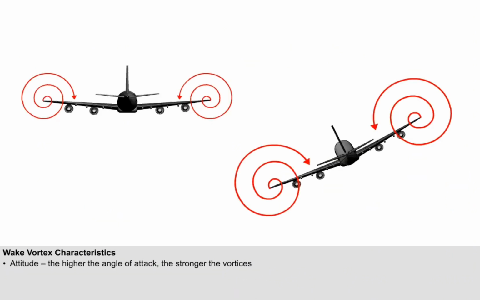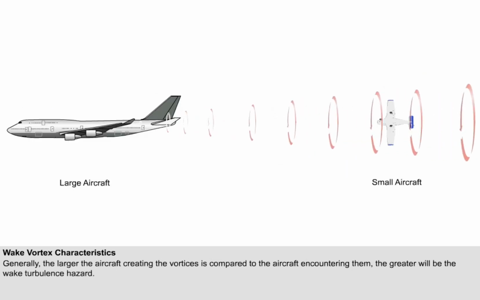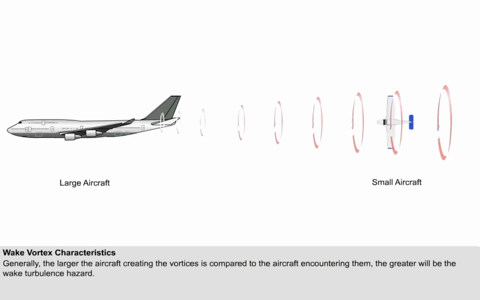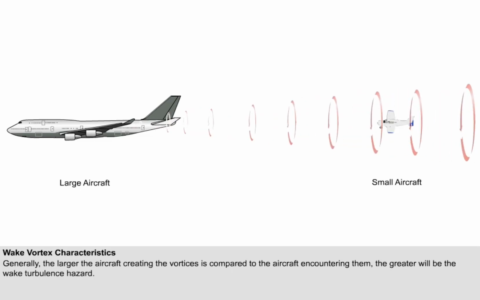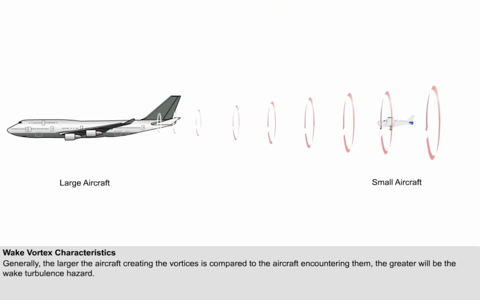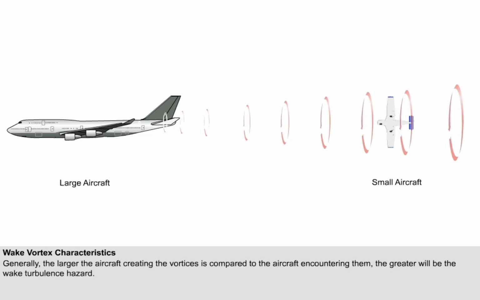Changes in pitch attitude, which are often associated with changes in speed, will also affect vortex strength, which increases with the angle of attack. Generally, the larger the aircraft creating the vortices is, compared to the aircraft encountering them, the greater will be the wake turbulence hazard.